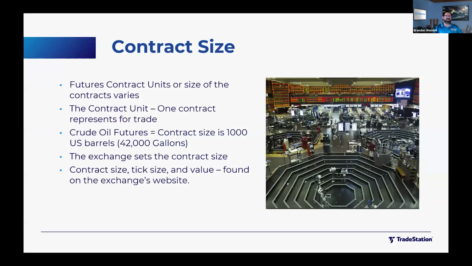Anyway, when it comes to contract size, the futures contracts or units, the sizes vary depending on what you're trading. One contract is one contract unit. So as I mentioned before, if you're trading crude oil, it's 42,000 gallons of crude oil or 1,000 barrels. So this is all set by the exchange. Everything is found on the exchange website, and you should get used to finding that information. It's very simple, to be honest with you.